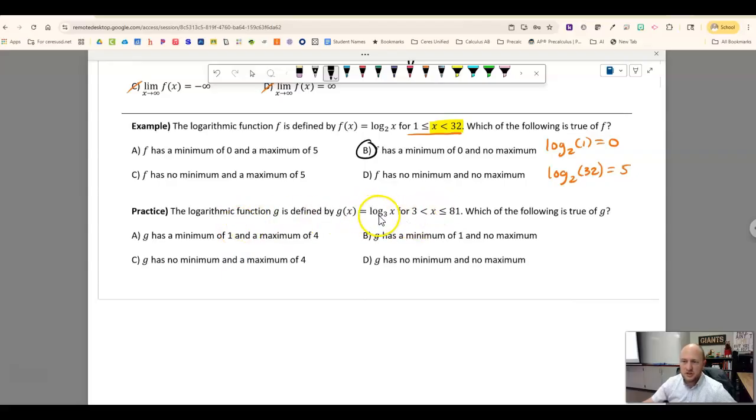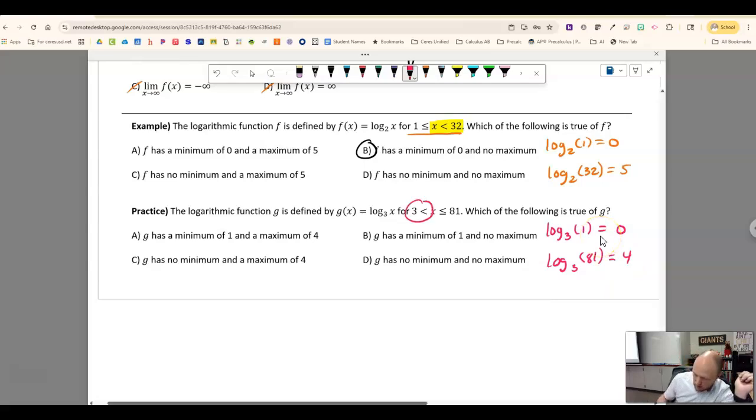Given the function log base 3 of x for 3 less than x, less than or equal to 81, which of the following is true of g? Is the minimum 1, maximum 4, or a mixture of those? Go ahead, pause. I'll show you the answer here. Okay, so again, if you just evaluate g at your ends, 3 and 81, you get 0 and 4. But again, because it's not equal to 3, we're going to say no minimum.